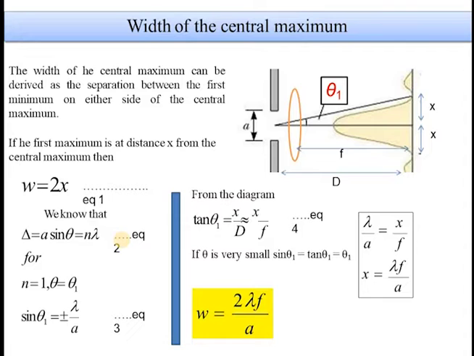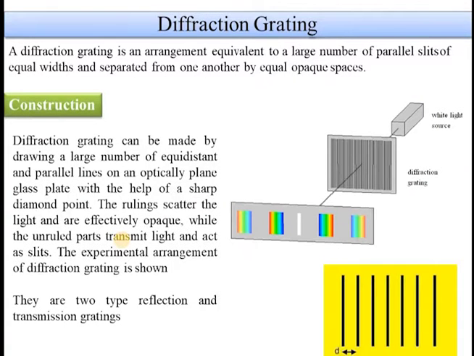So the next portion that we are going to discuss in this chapter is what a diffraction grating is. You might at least have heard of a diffraction grating, so I'll introduce it to you again. A diffraction grating is an arrangement of a large number of parallel slits of equal width separated from one another by equal opaque spaces.